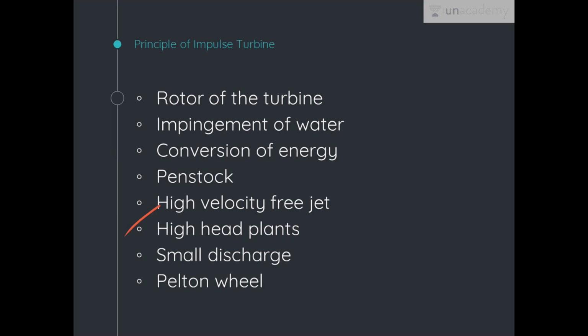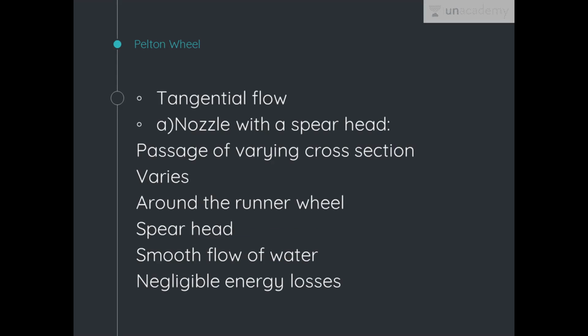Generally it is used in high head plants, but it may also be used in lower heads, provided the discharge is very small. If it has a small discharge, the example being our Pelton wheel. So let's move on to our Pelton wheel.